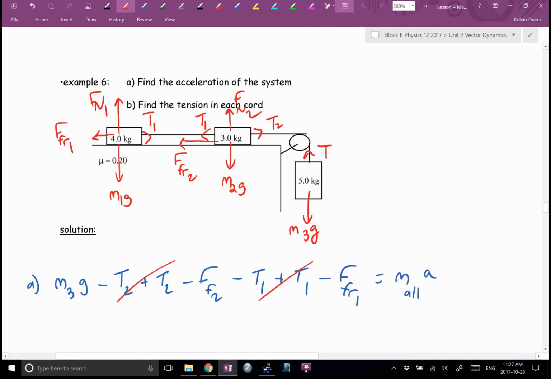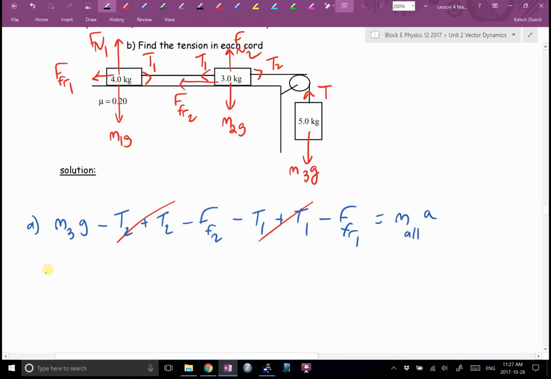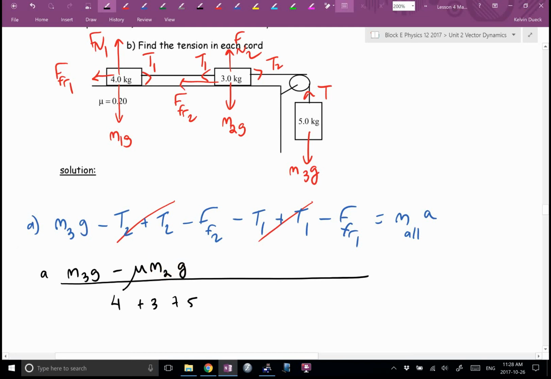So I guess to get the A by itself, I'm just going to divide by 4 plus 3 plus 5, the mass of all of them. M3G minus friction force number 2. Friction is what times what? Mu times the normal force. I don't know the normal force. Oh, but look. I think it's going to be mu M2G, and then minus mu M1G. Yeah?